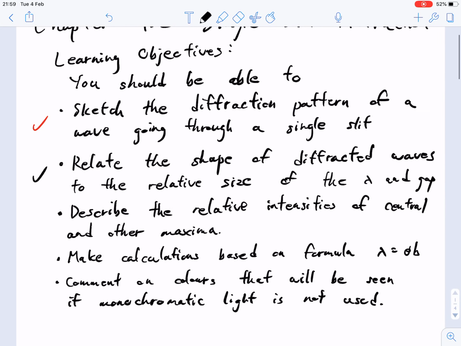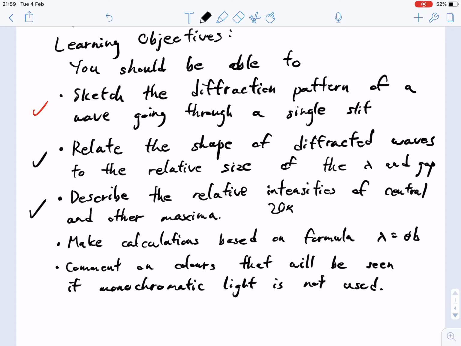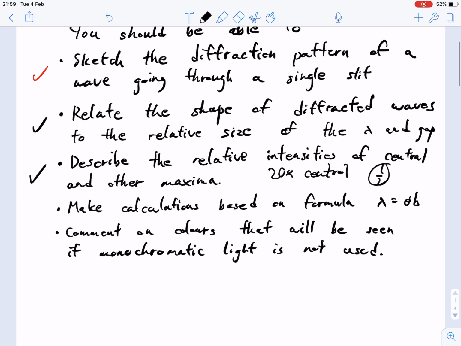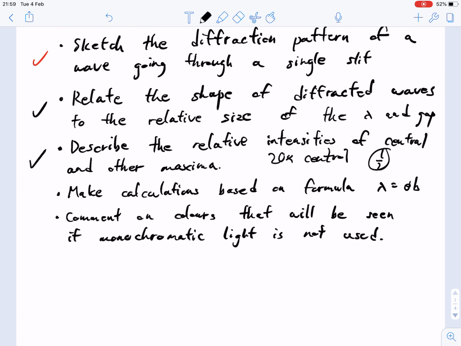Describe the relative intensities of the central and the other maxima. We've just done that already. The central maxima is always twice as big, and the other ones are half of the next maxima before that. Make calculations based on the formula.